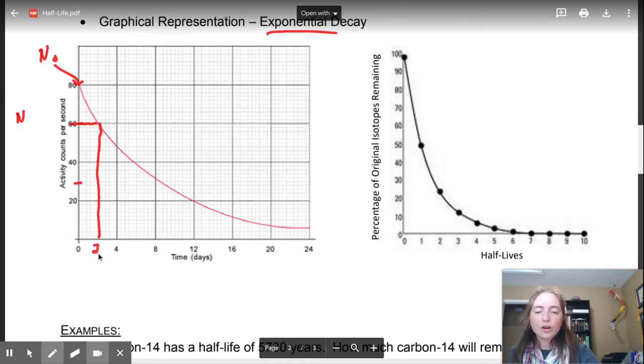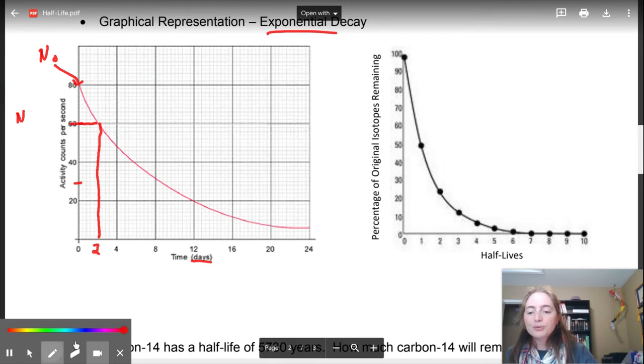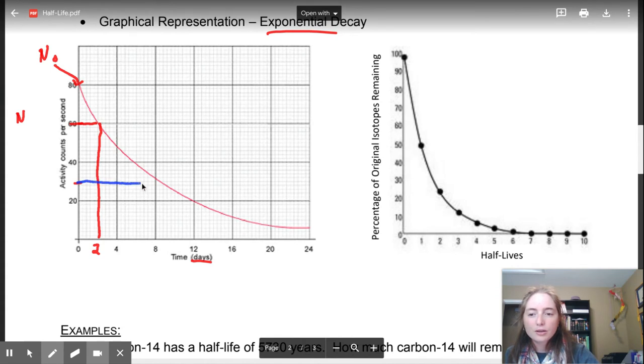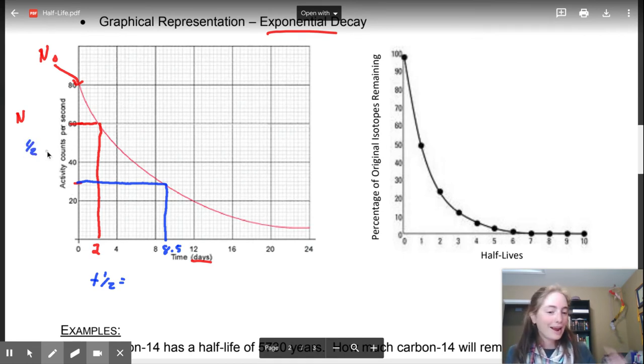Well, at 60, we've got 2 days, beg your pardon. I'll switch colors and we'll go blue. At 30, I'm going to read across, and on my X, I'm going to see where that is. It's approximately 8.5 days. So my half-life is equal to the time when half of the amount decays. From 60 to 30 counts as half of that being gone. Now I can measure the difference: my half-life is 8.5 minus 2, so my half-life is approximately 6.5 days.